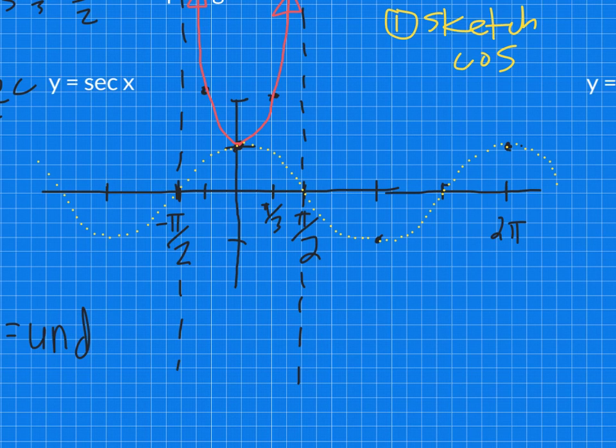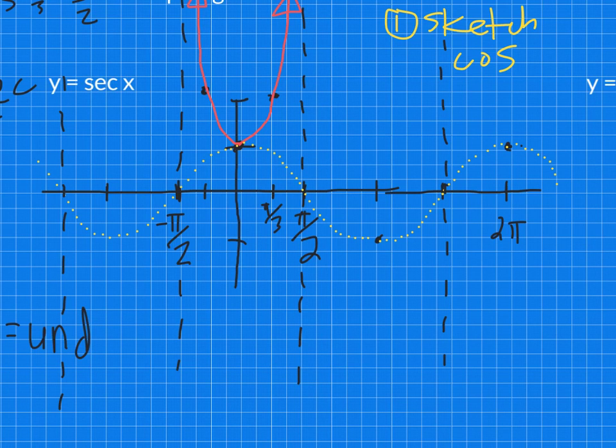Okay, so there's cosine. Now if you notice, the asymptotes of secant always correspond with when cosine is 0. Every time cosine is 0, the secant is going to have an asymptote. So every time the cosine graph crosses the x-axis, the secant is going to have an asymptote line, because cosine is 0 and 1 over 0 is undefined. So we have an asymptote there.